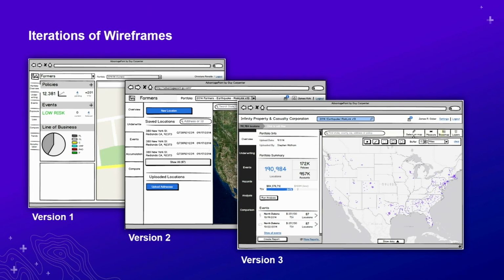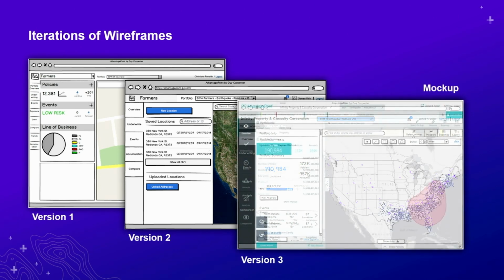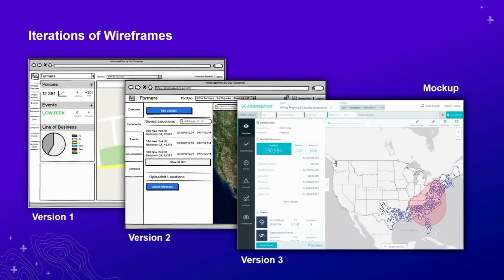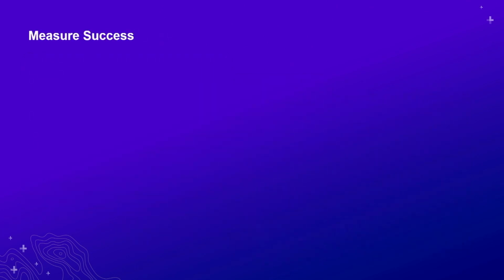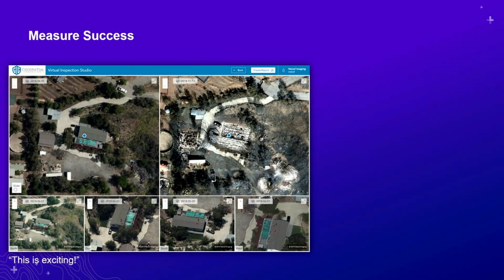So now I show you a mock-up that we created after the final version of the wireframes, and you see the mock-up is very similar to the final version of the wireframes, and the application the same. So how do we measure success? How do we know that our process actually works? And there are a couple of ways we can do that.